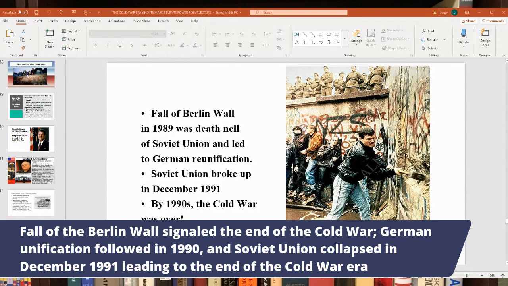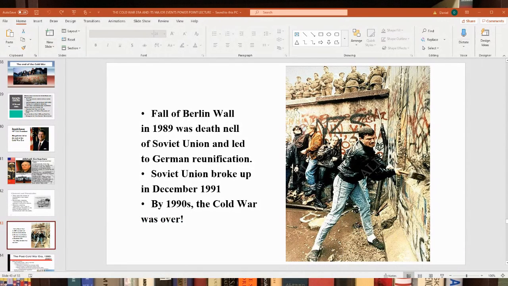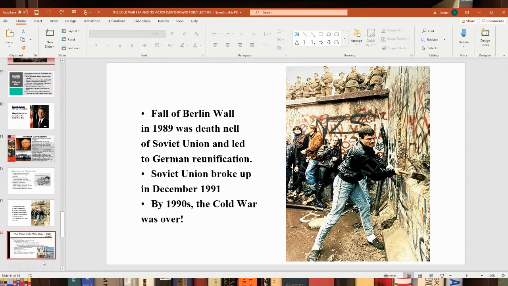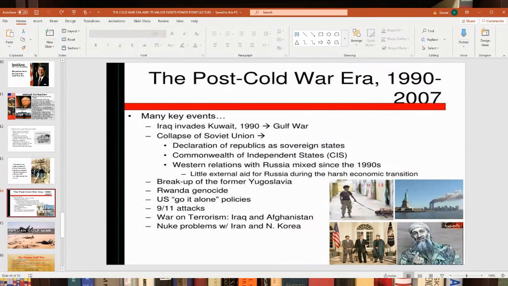And then basically two years later, in December 1991, the Soviet Union also collapsed. So that's basically the end of the Cold War. The Cold War usually ends about 1991. So the Cold War itself lasted roughly 40 to 50 years is the time range we're talking about. Then, of course, you've got the post-Cold War era that we're kind of in now.